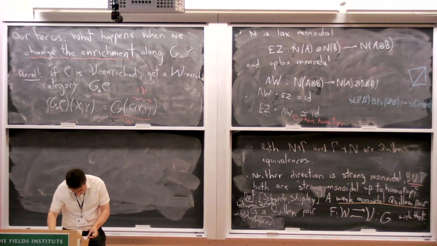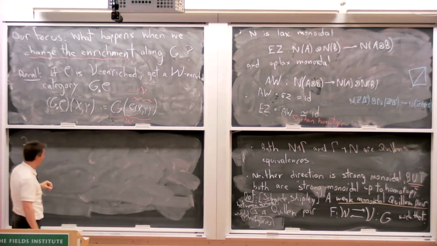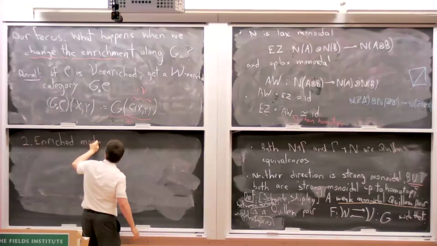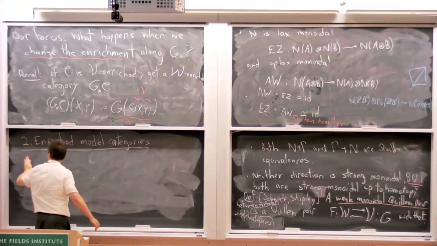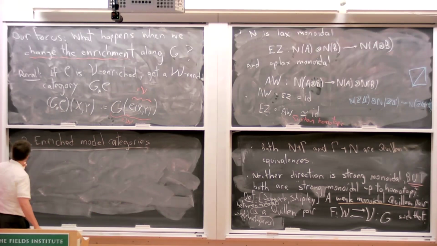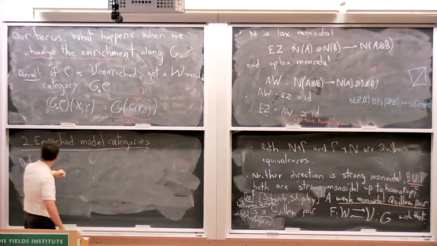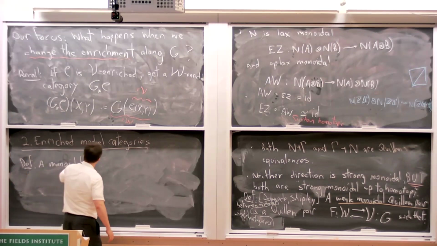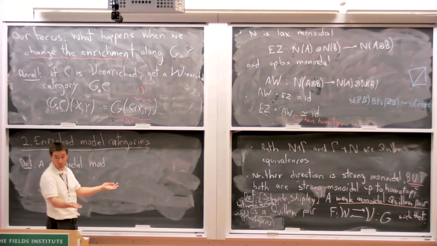And before I state our main result, I need a bit more background. Just bear with me. Let's review some background about enriched model categories. I promise to recall the definition of monoidal model category. Here we go. Well, it should be both a model category and monoidal in a compatible way.